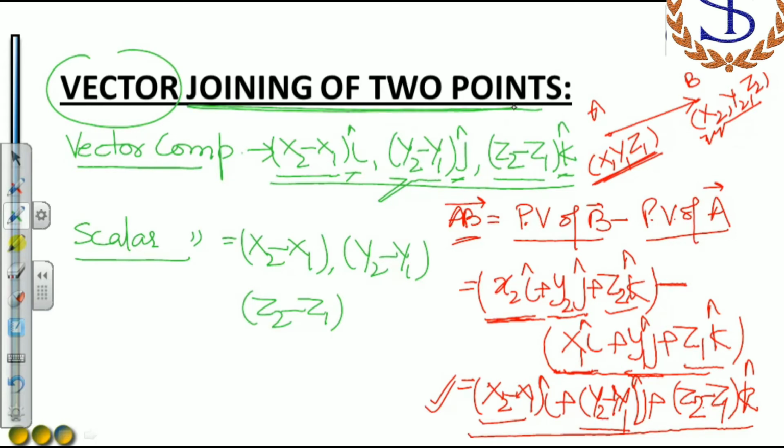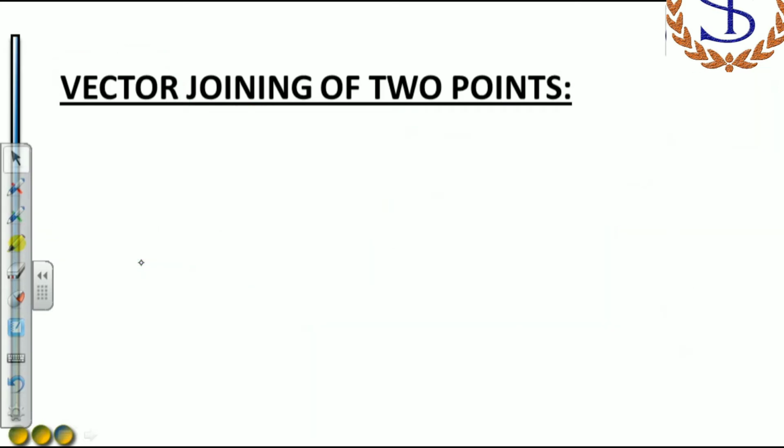So here I have joined this A and B, and now I am able to find out the vector AB and also the vector component and scalar component of a vector joining the 2 points.